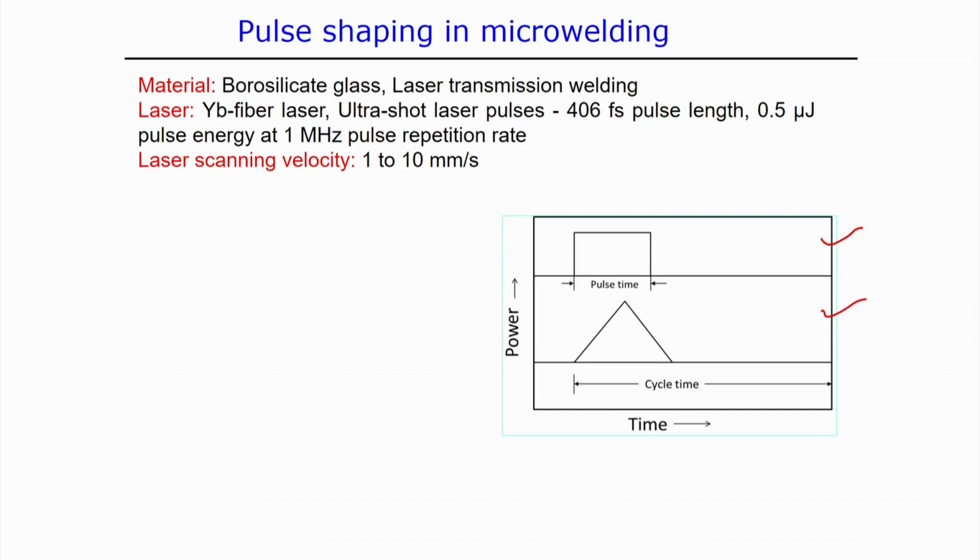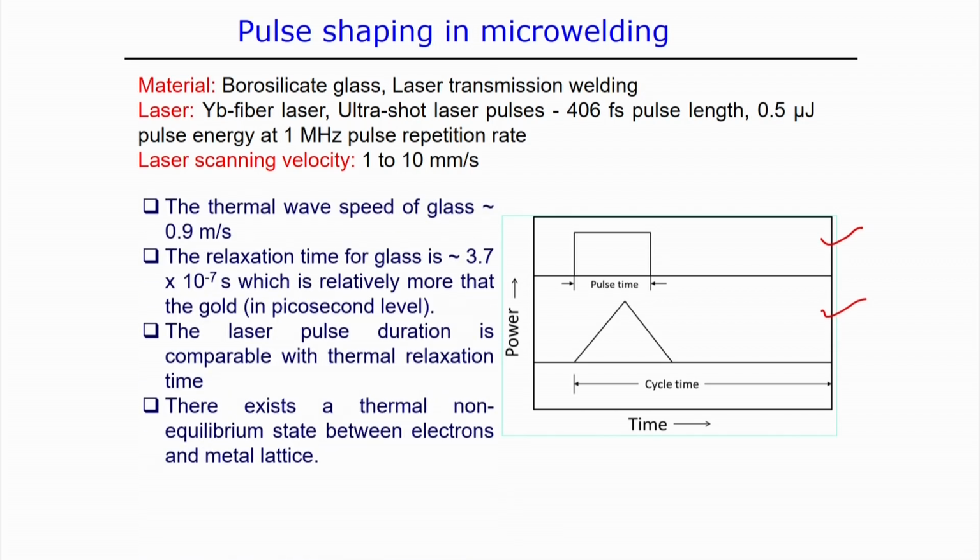So, when you try to consider the effect of the pulse shape, we need to consider the other parameters. For example, the thermal wave speed of glass we estimated at 0.9 meter per second. With respect to that, the relaxation time for glass is 3.7 into 10 to the minus 7 second. This relaxation time is a little bit more as compared to the metallic material. For example, in case of gold, the relaxation time is around 10 to the minus 12, that means at the picosecond level.